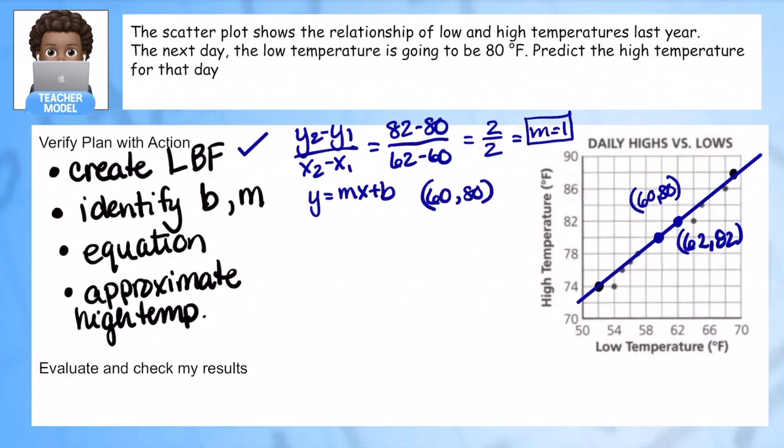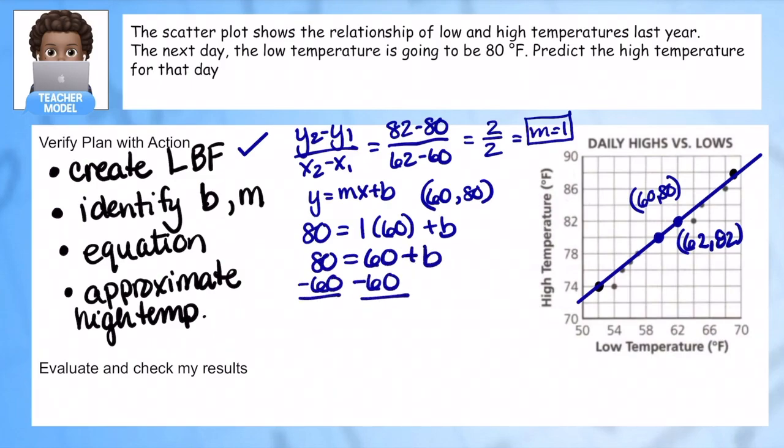And I'm just going to substitute. So 80 is equal to 1 times 60 plus b. That's what I'm going to do, because now I just want to have one variable, and using a point helps when I cannot see my y-intercept. So 80 is equal to 60 plus b, minus 60 minus 60. So 20 is equal to b.